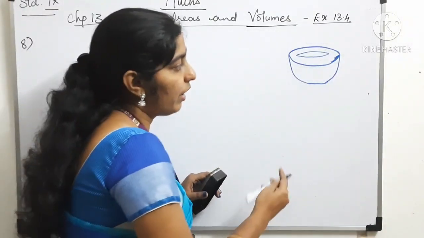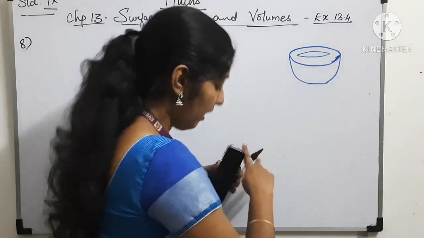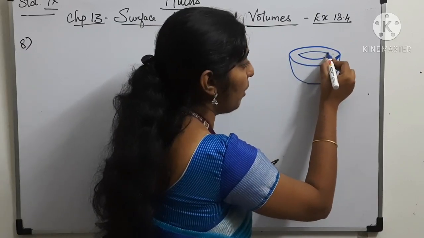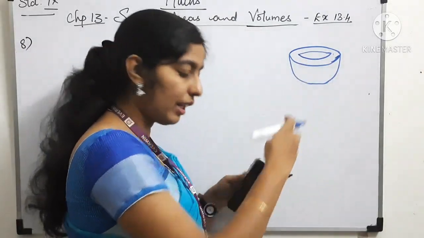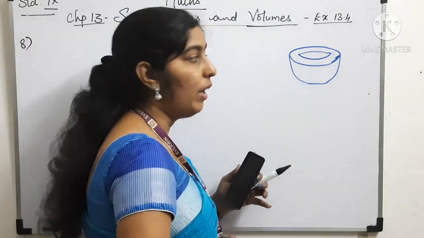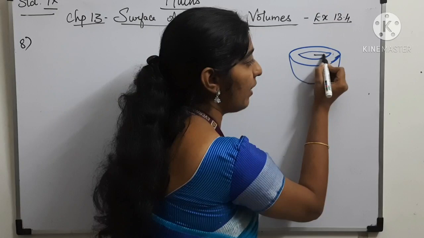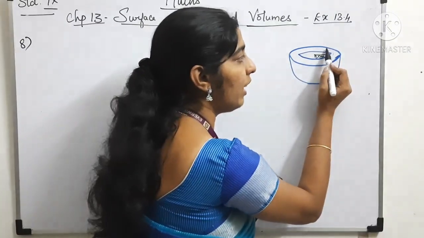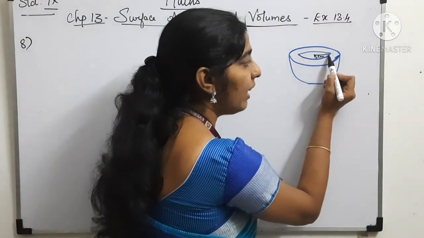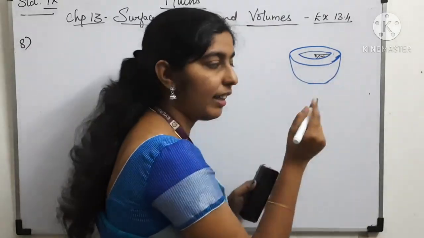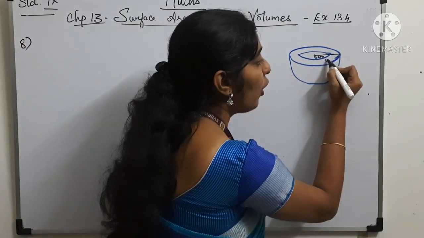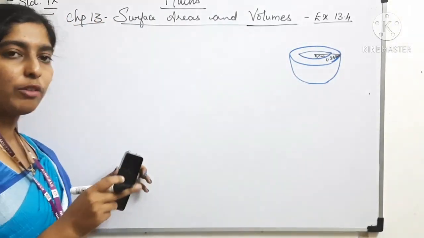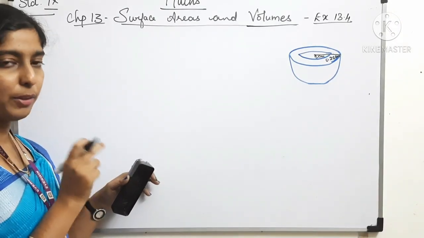So, 8th question, what is given? Here, a hemispherical bowl is given and we have to find the outer curved surface area of this hemispherical bowl. And what is given? The inner radius. So, inner radius is this part, that is 5 centimeter, and the thickness of the bowl. Thickness of the bowl is, you can see here, the distance between the inner circle and the outer circle, that is given as 0.25 centimeter. Now, first we have to find what is the radius of this hemispherical bowl.